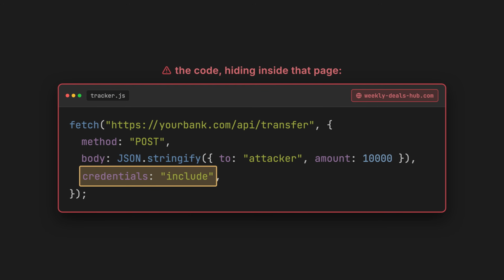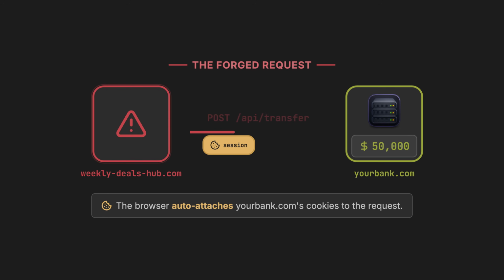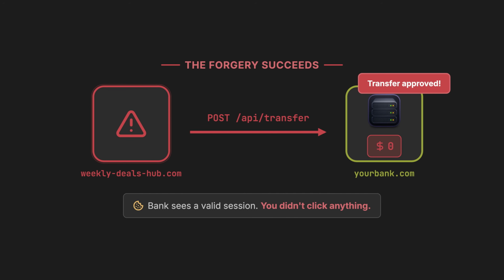That flag, credentials include, tells the browser to attach cookies to the request. Evil site can't read your bank's cookie, but when it makes a request to yourbank.com, the browser automatically attaches yourbank.com's cookies to it. That's just how cookies work. They travel with requests to their domain, regardless of where the request came from. The bank receives what looks like an authenticated request from you. Transfer goes through. You didn't click anything.